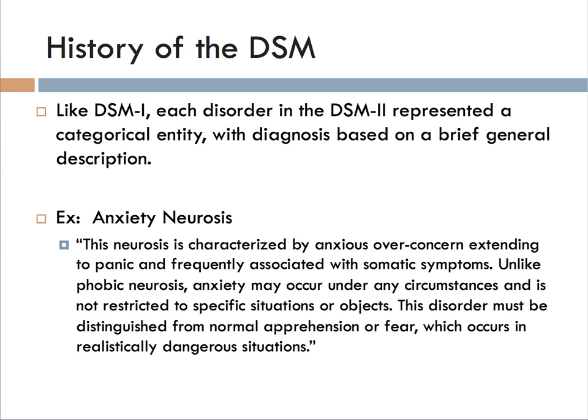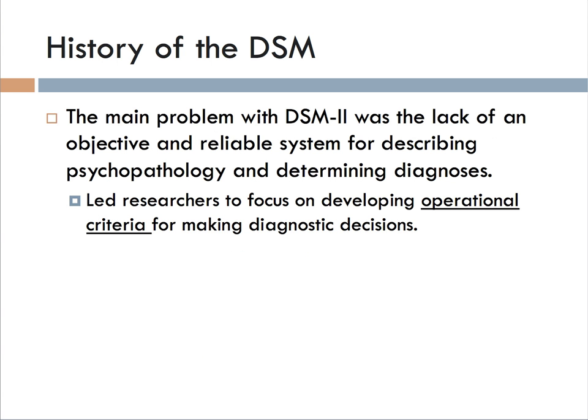This disorder must be distinguished from normal apprehension or fear, which occurs in realistically dangerous situations. Now, as you might imagine, with descriptions like that, it was actually really hard to figure out how to diagnose someone. It was extremely subjective. As such, the main problem that plagued the earliest editions of the DSM was that it didn't provide an objective or reliable system for describing psychopathology and resulting diagnoses. As a result of this, researchers became particularly interested in developing operational criteria for making diagnostic decisions.